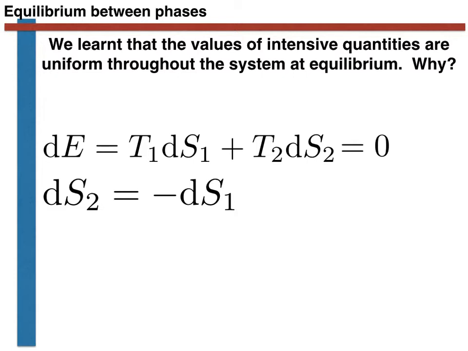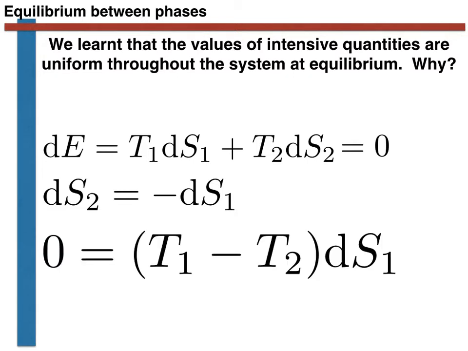We thus arrive at the following result. 0 is equal to T1 minus T2 multiplied by dS1. Now we know that dS1 is a change in entropy. dS1 therefore cannot be equal to 0, as otherwise nothing would be changing. We are thus forced to conclude that T1 and T2 must be equal, as only then will the right-hand side of this expression be equal to 0.